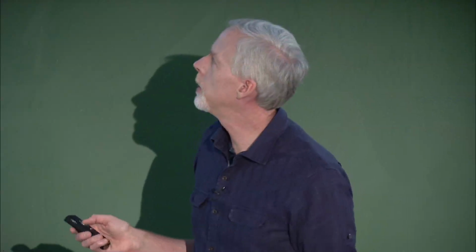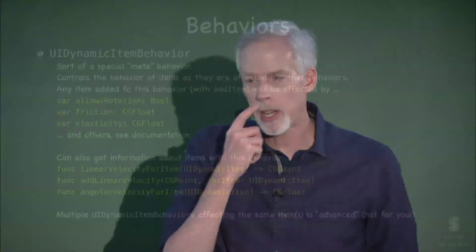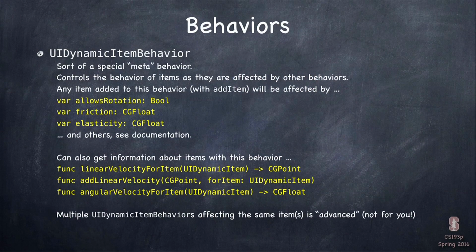Then there's this behavior. Okay, we're talking about behaviors, right? Gravity and collisions. Here's one called UI dynamic item behavior. This is kind of a meta behavior. Okay, this has a bunch of vars like allows rotation, friction, elasticity. These are settings that you make. Okay, so all the items that are added to this behavior will kind of have these attributes. Okay, they'll be allowed to rotate. They'll have a certain friction. They'll have a certain elasticity when they bounce off other things. Okay, so these are really affecting how the items behave when they are affected by all the other behaviors.